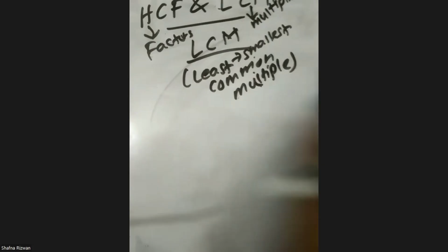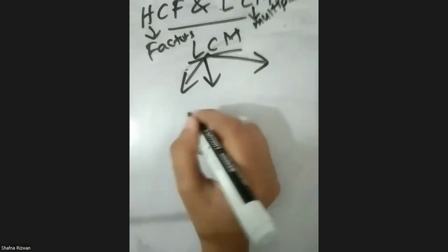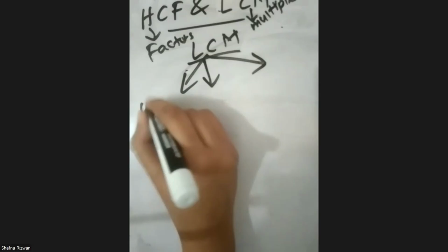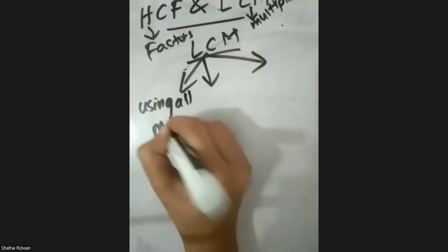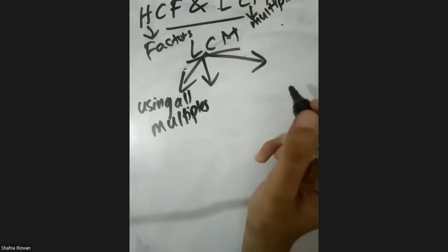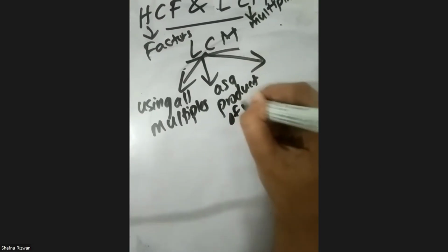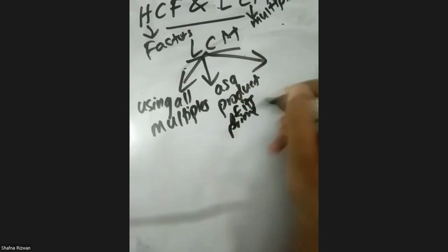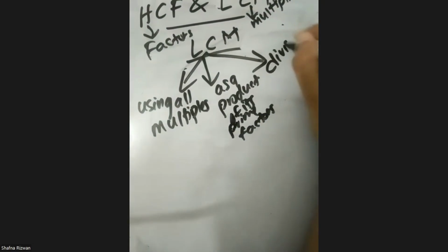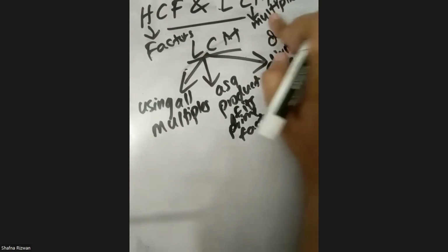For the least common multiple also, there are 3 methods you can use to find the LCM. The first method is by using all your multiples. The second method is to write as a product of its prime factors. And the third one is your division method.